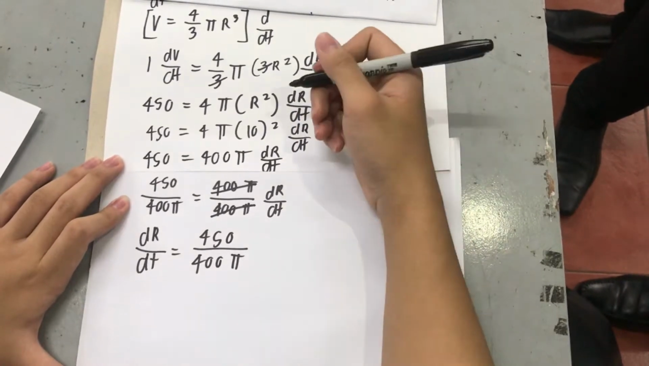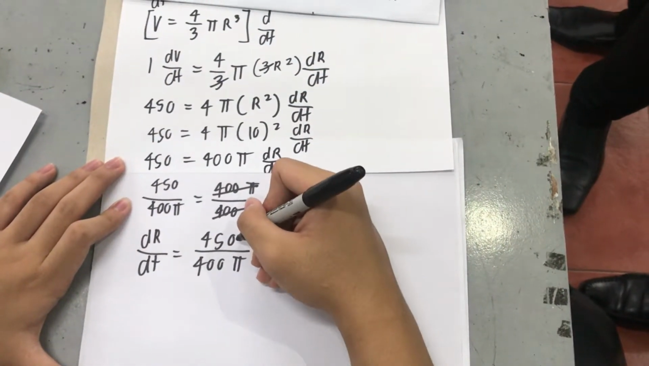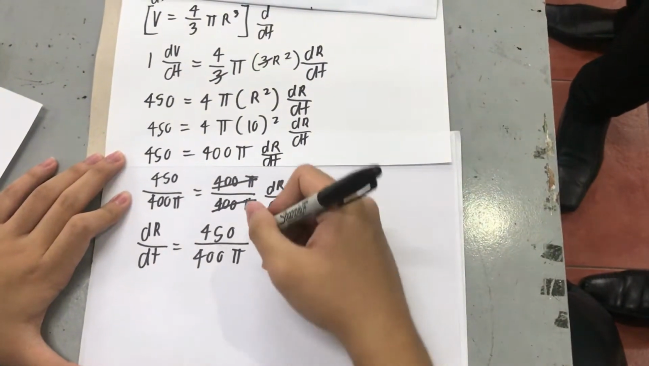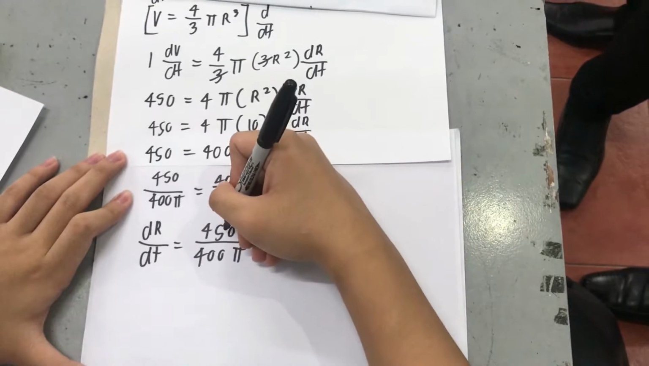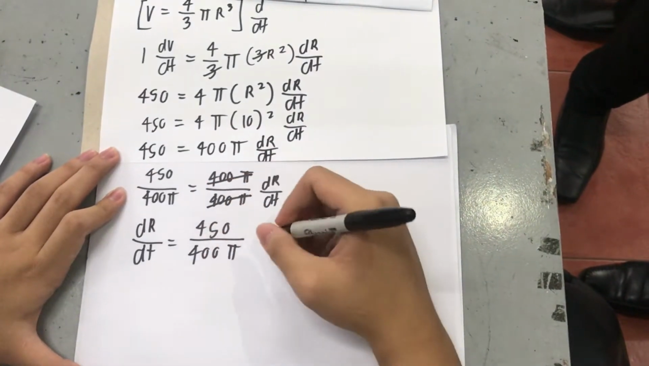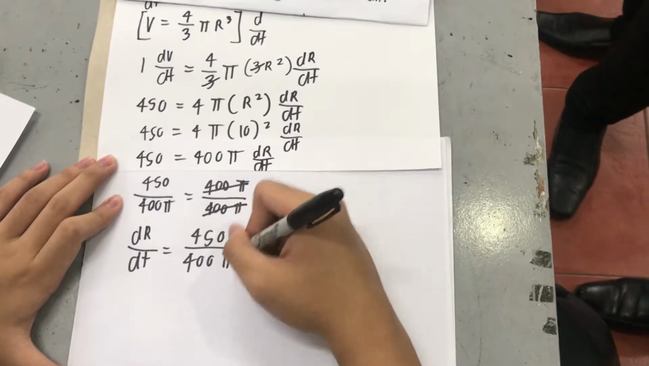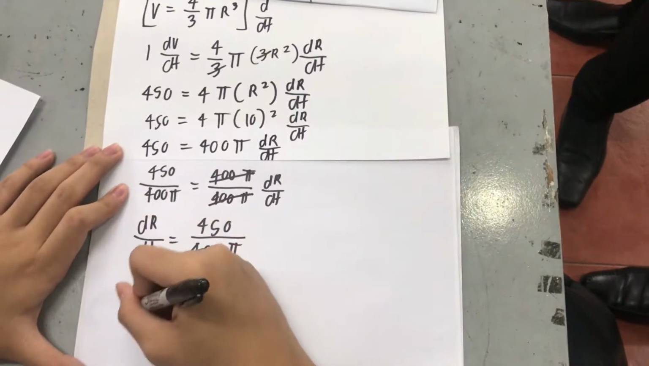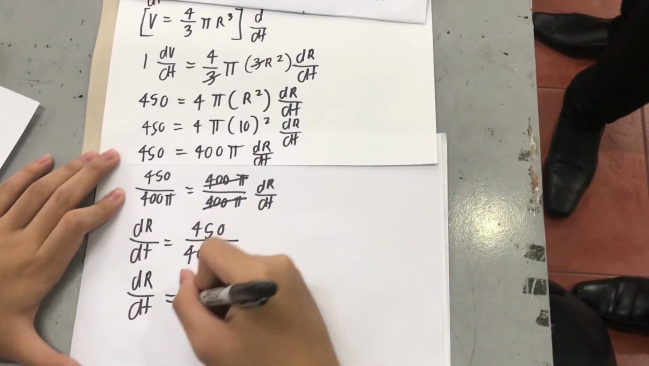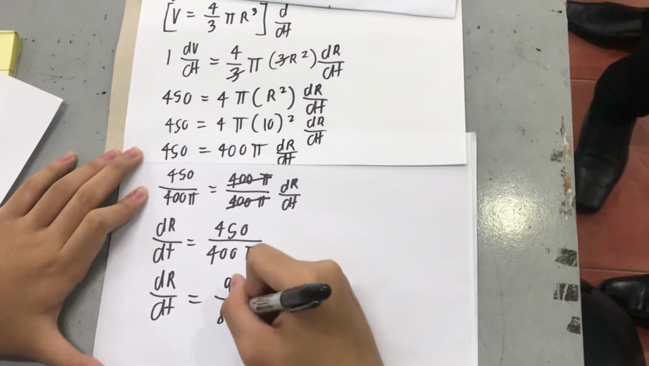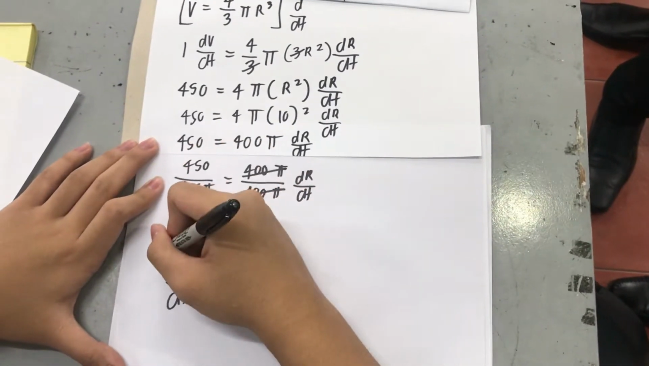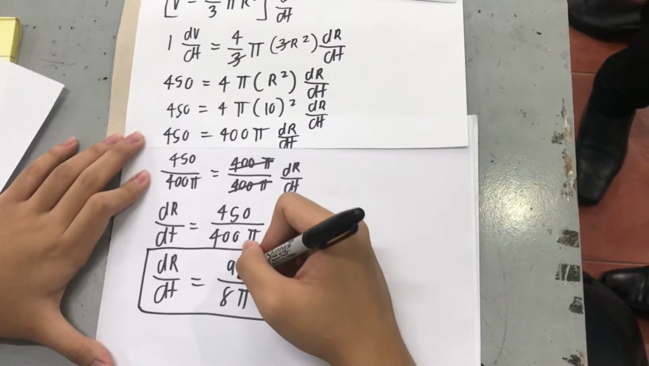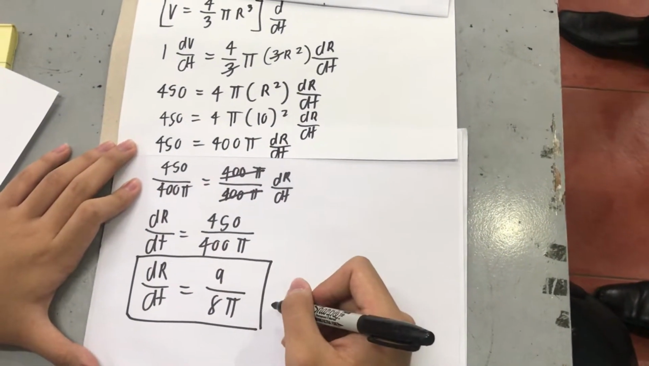Now we need to simplify this. So 450 and 400, what do they have in common? Well, from what I know, 450 and 400 have a common factor of 50. So let's divide both numbers by 50, and we will get 9 over 8 pi. So the simplified answer is 9 over 8 pi. And there you have it.